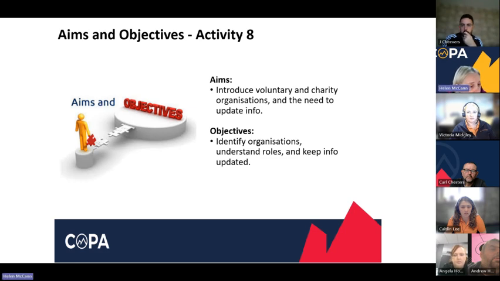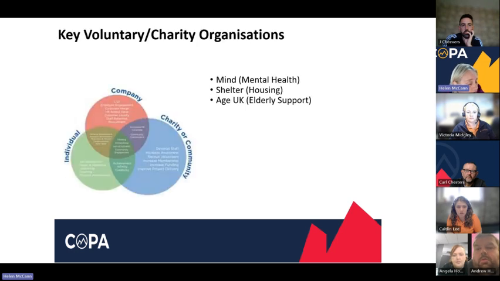As voluntary organisations often offer more specialised services, it's crucial that we keep our staff informed about them. So by the end of the session, you'll have a clearer understanding of how to engage with volunteer organisations and ensure your staff know what is out there and what you can access. So we're going to highlight some key volunteer organisations that provide essential services for staff's wellbeing. So Mind is one of them.